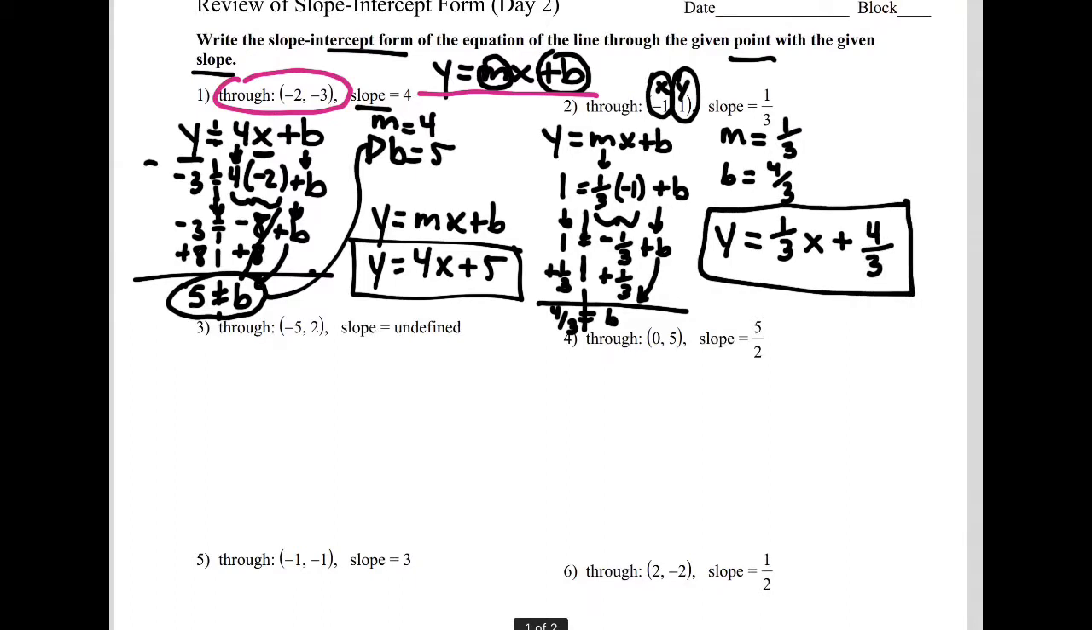So yes, you get 2 fractions, but that's fine. Fractions are numbers too. Don't feel like they can't be an answer.